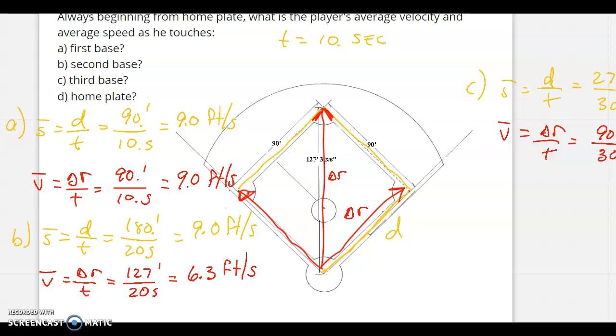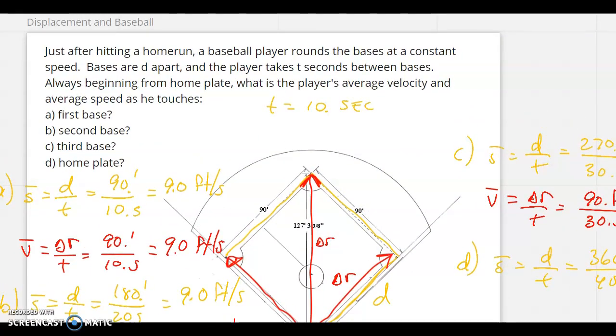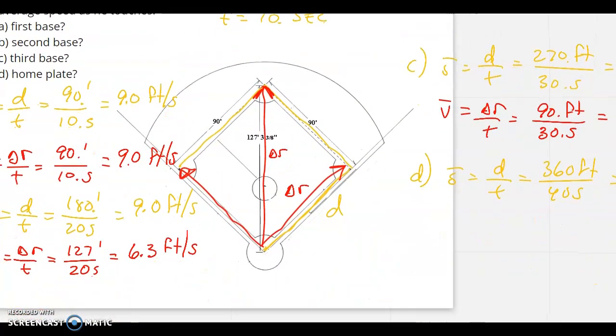From home plate all the way back to home plate, will you do this average speed and average velocity? Pause the video, please. Okay, and we're back, and we have distance divided by time, and the distance is 360 feet divided by 40 seconds. Hey, that's the same old 9 feet per second. Well, I mean, of course it is. It said that the person is moving at a constant speed. So, I mean, in retrospect, what did you expect?